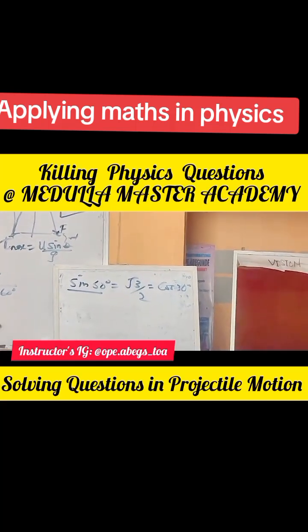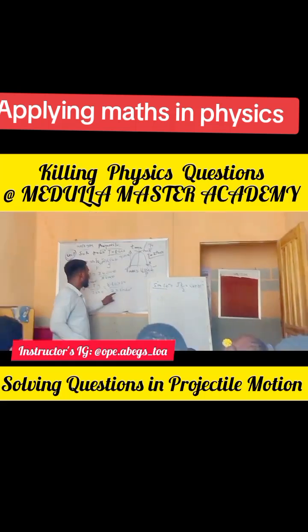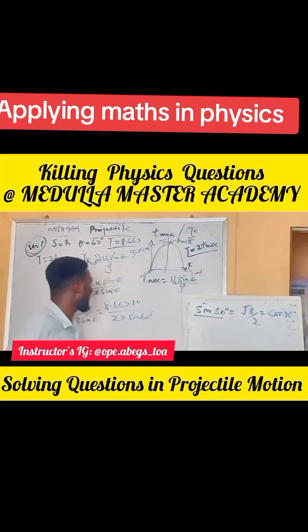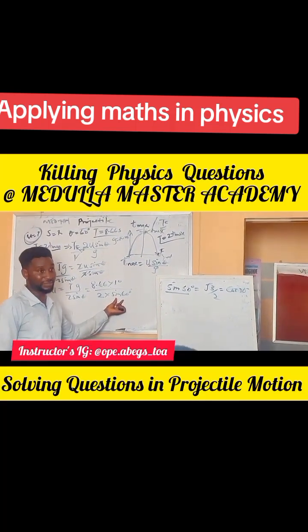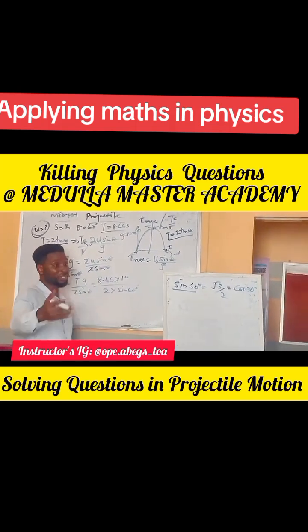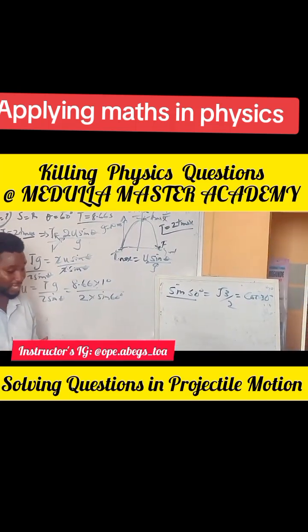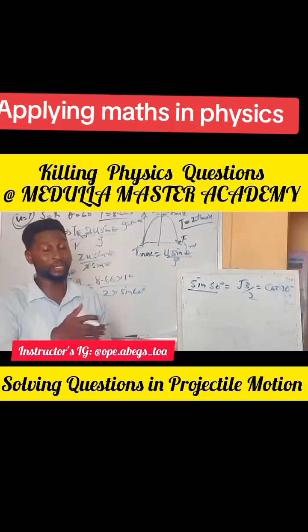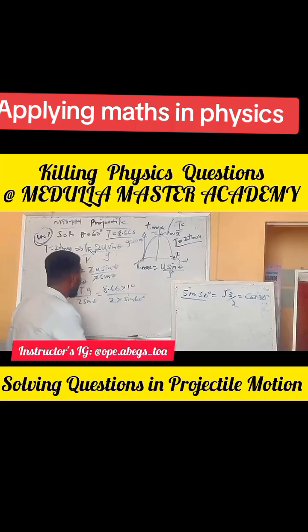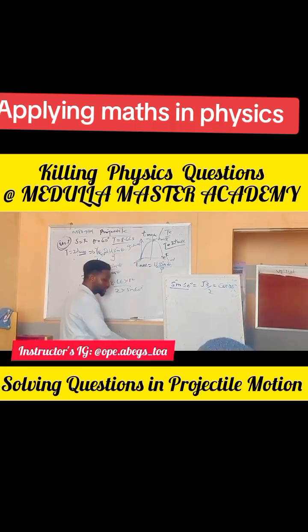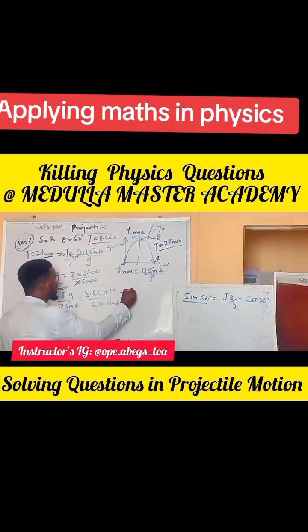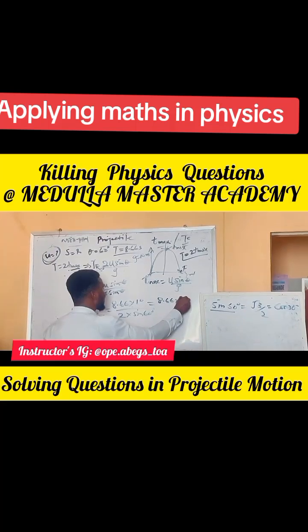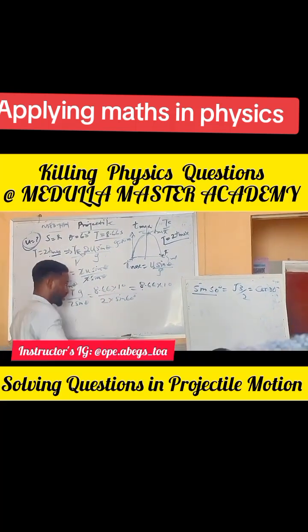So if the JAMB question gives you answers in terms of this trig identity, you have to put root 3 over 2 here. Are you getting me now? But we'll punch the calculator because this question is actually a weird question. But I still need to teach you using that trig identity format in case you find it in JAMB. So this is 8.66 times 10. What's 8.66 times 10? 86.6.